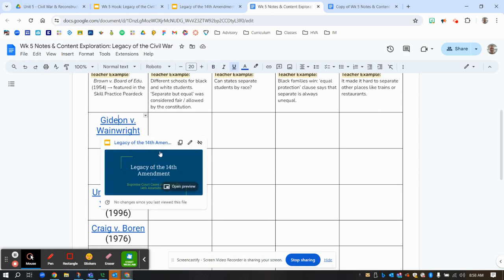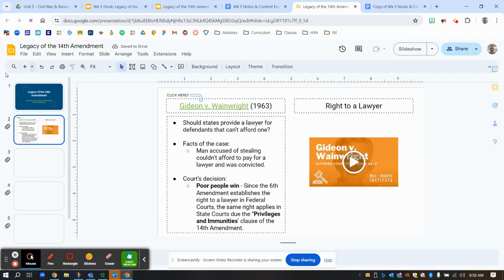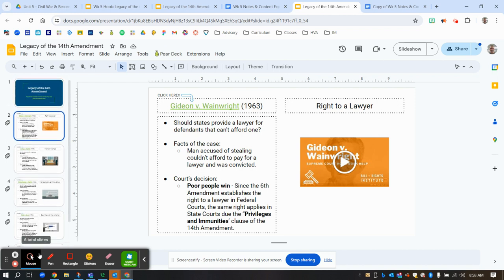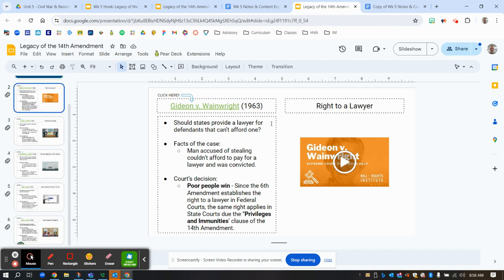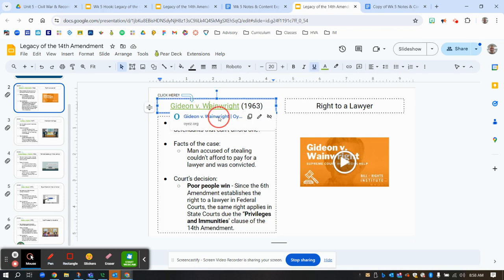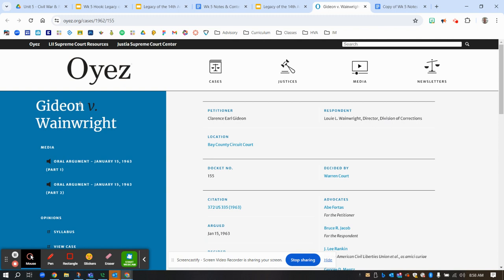Each one of these is going to link to a slide on this slide deck. And so you've got the same 5 court cases here. What you have on each of these pages is just a little bit of an overview: the facts of the case, the court's decision, the question. And then you've got 2 links to resources. One is a video, so watch that video. The other one is this really cool website called Oyez, where it's got all of the Supreme Court cases going back through time, all the way up to today.